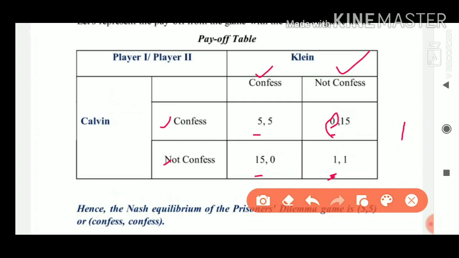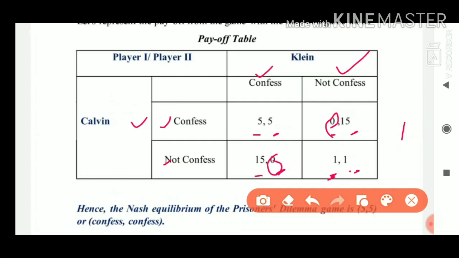Similarly, if Calvin plays confess, then Klein can play either confess or not confess. If Klein plays confess, then he would get 5. If he plays not confess, then he would get 15. 5 and 15. Which one would be the best response strategy for Klein here? 5. If Calvin plays not confess, then Klein can play either confess or not confess. If Klein plays confess, then he would get 0. If he plays not confess, then he would get 1.